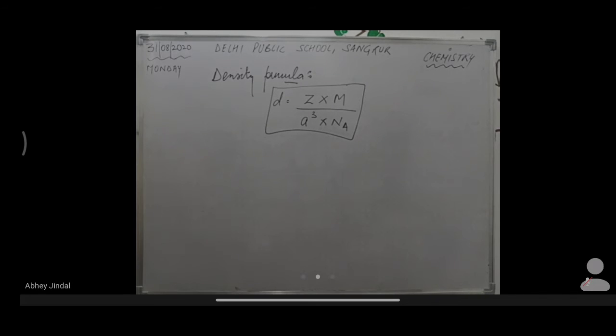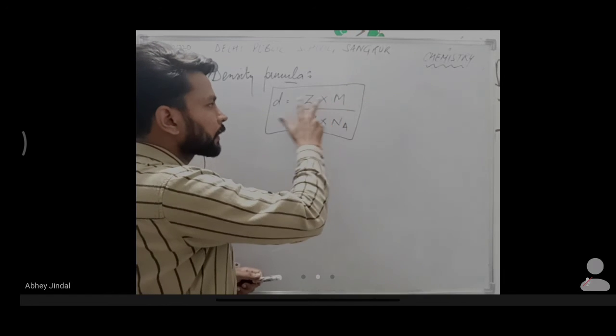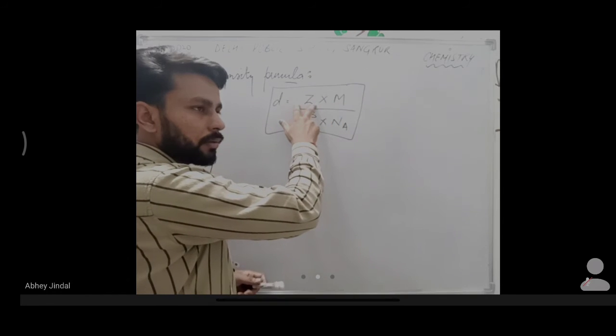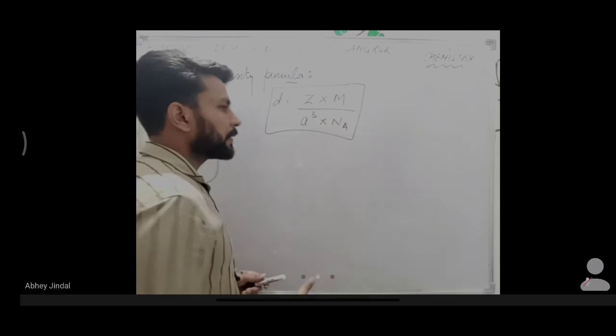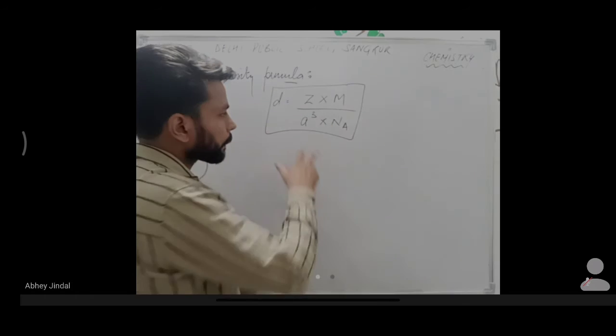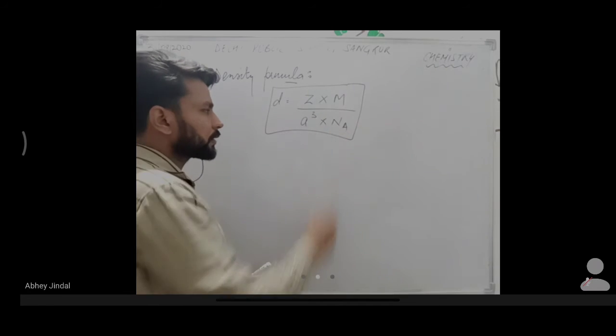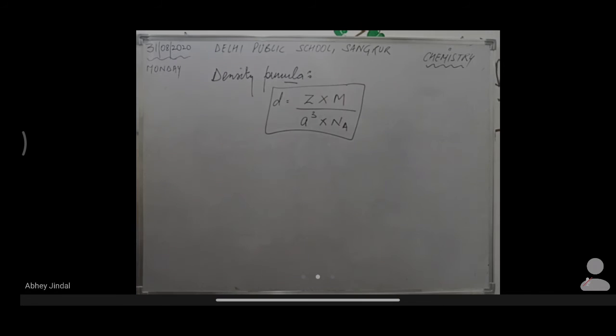This is very important for numerical problems. One numerical will definitely come in your board exams from this formula, and it would be calculated by using this formula only. So you have to keep it in mind. M is the molar mass of the substance. Z is the number of atoms per unit cell, which is based on whether the crystal is BCC, FCC or simple cubic. a cube is the volume of the cubic lattice, and Na is the Avogadro number. So density is this.